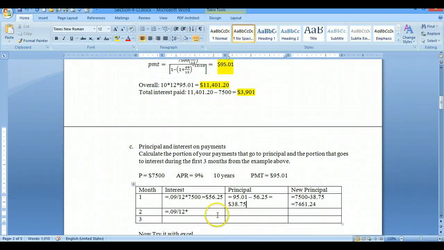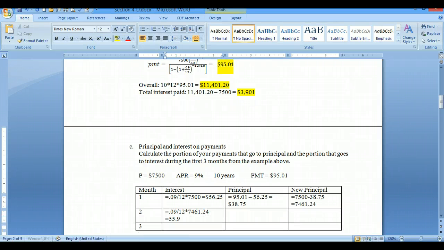All right, so now that I have my new principal, I'm going to put that down here with my interest being times by $7,461.24, which will equal, I can copy and paste this into Excel, or I can use your calculator, and it ends up being $55.96. I sure like Excel. It makes a lot of this calculation go a lot quicker. Okay, but my payment is still $95.01.